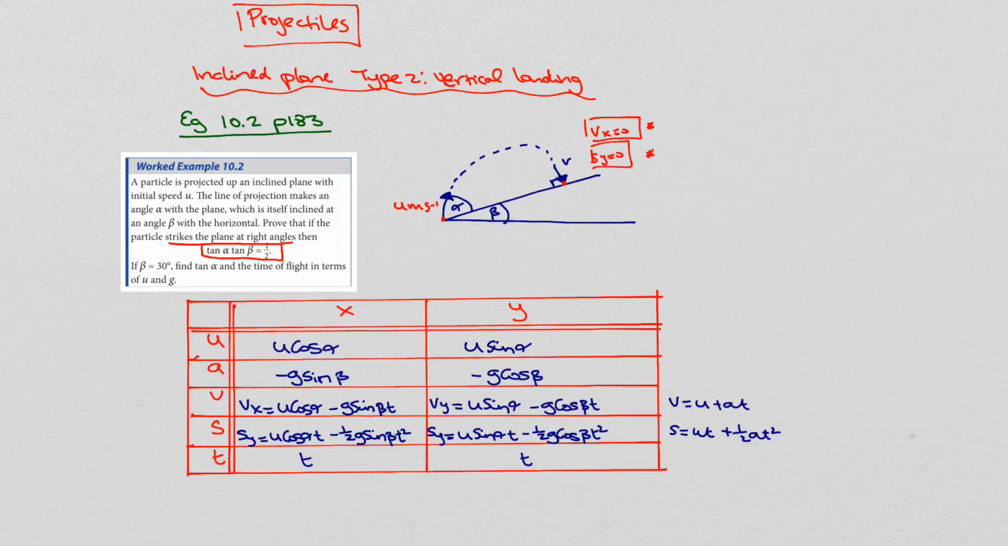Okay, so we're trying to prove that tan alpha tan beta equals a half. So we're going to take our two equations: Vx is equal to 0 on landing and Sy is equal to 0 on landing. What you can do is work out your time of flight for the first one and sub it into the second. Or what I like to do is work out the time of flight for both and equate.